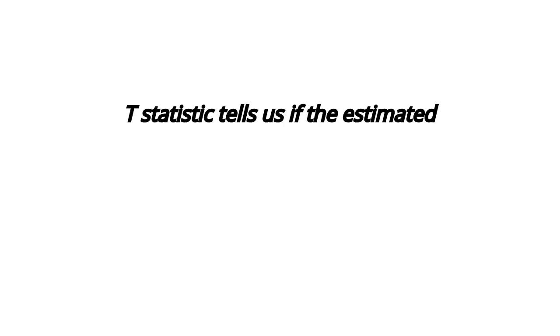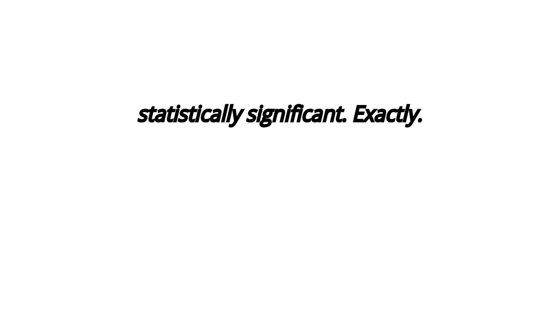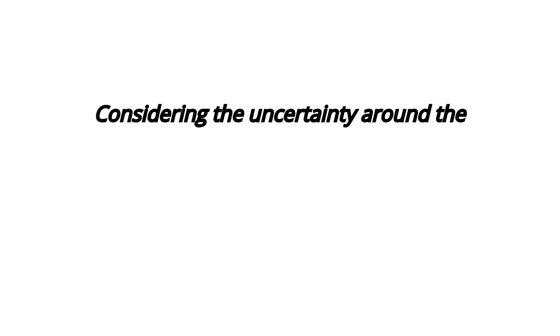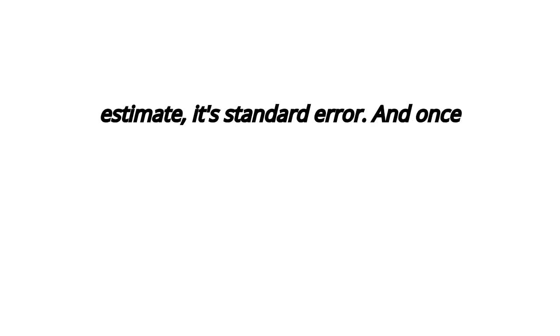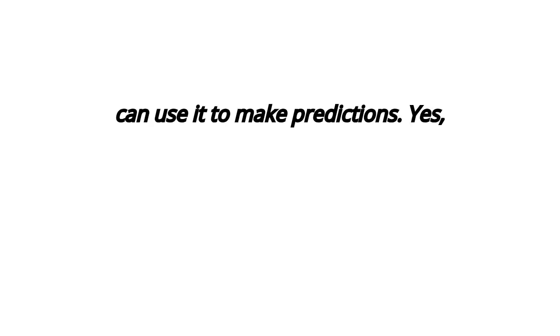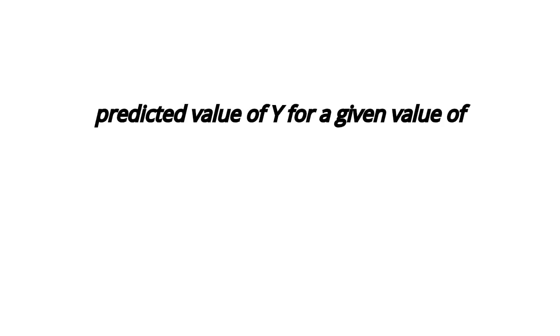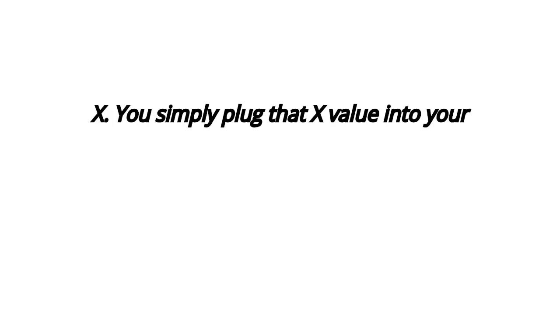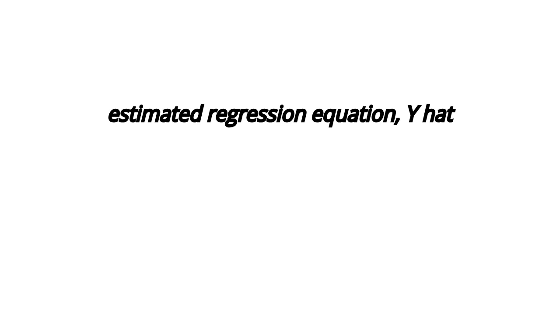So the t-statistic tells us if the estimated slope is far enough from 0 to be statistically significant. Exactly. Considering the uncertainty around the estimate, its standard error. And once we have a regression model we trust, we can use it to make predictions. Yes, that's often a primary goal. To get a predicted value of y for a given value of x, you simply plug that x value into your estimated regression equation. Y hat equals B0 plus B1x.